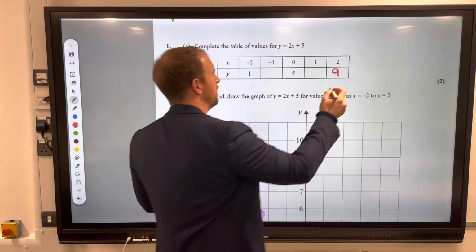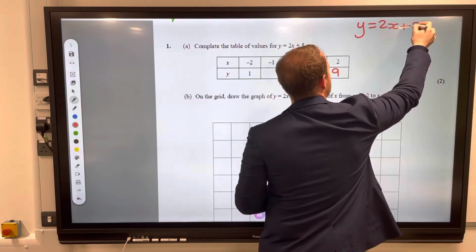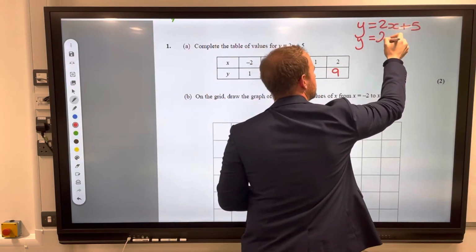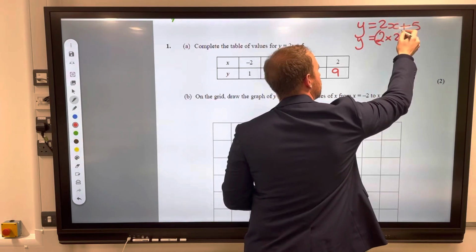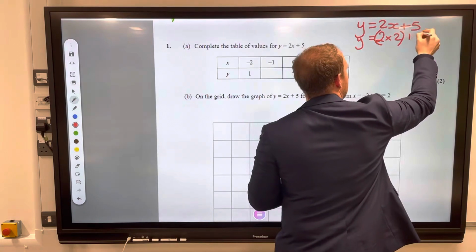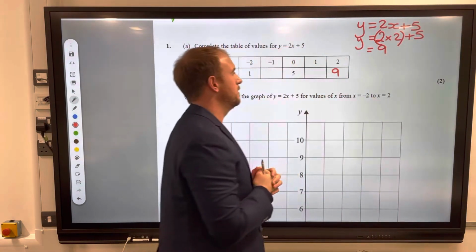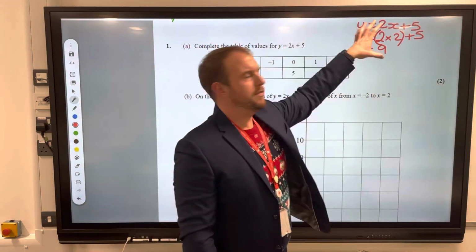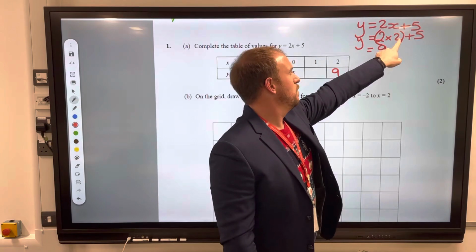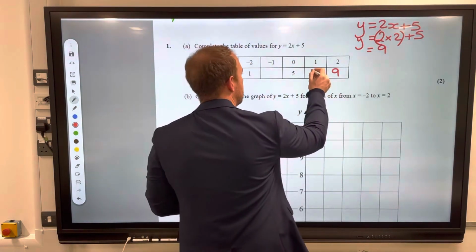Okay, so just to show you what I've done there, if I've got y equals 2x plus 5, remember, it's the same equation for each of these coordinates. If x is 2, then that means I've got 2 lots of 2. Remember that imaginary times sign between the 2 and the x. And then add 5 on the end. Well, 2 times 2 is 4, plus 5 is 9. Okay, so bearing that in mind, if x is now 1, this 2 will change for a 1. So 2 lots of 1 is 2, add the 5 is 7.